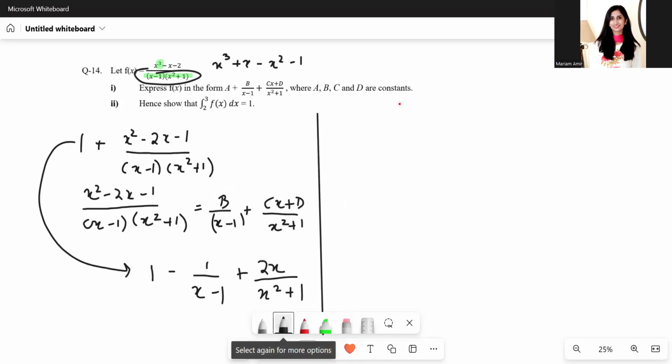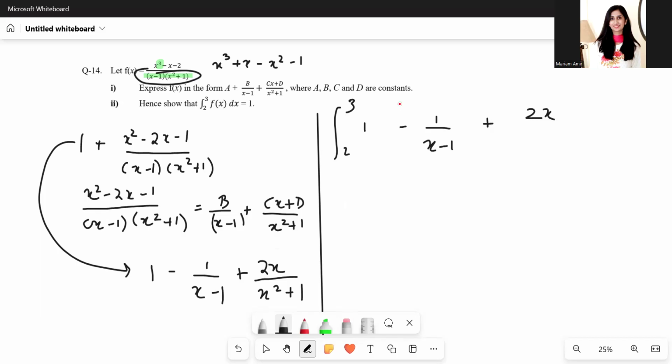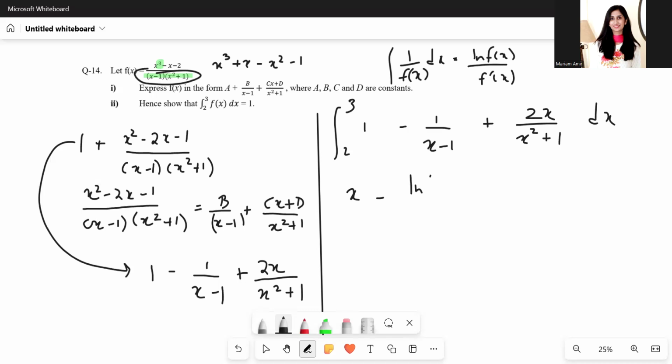So integrate from 2 to 3, 1 minus 1 upon x minus 1 plus 2x upon x squared plus 1. Okay, integration of 1 dx here. Integration of 1 is x minus, for this one, we're going to use the case 1 over f(x). Integration of this is ln f(x) as long as f(x) is linear, upon f prime x. So this will be minus ln(x minus 1) upon the derivative of x minus 1, which is just 1.